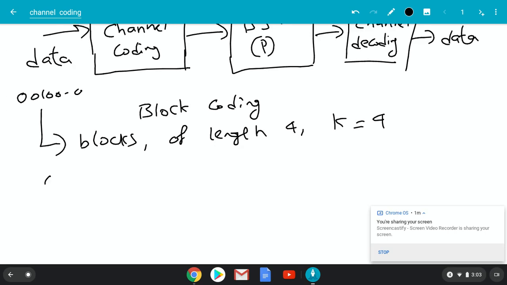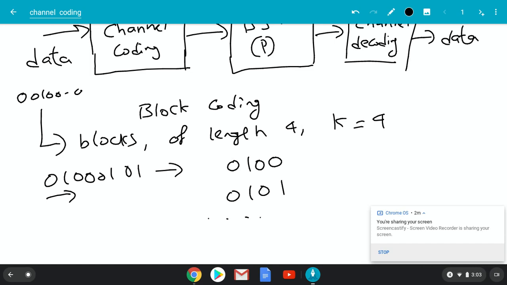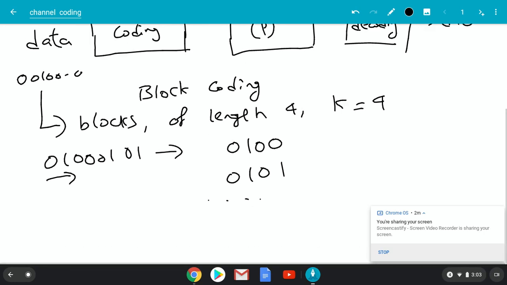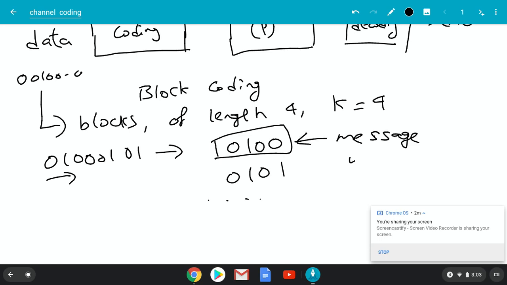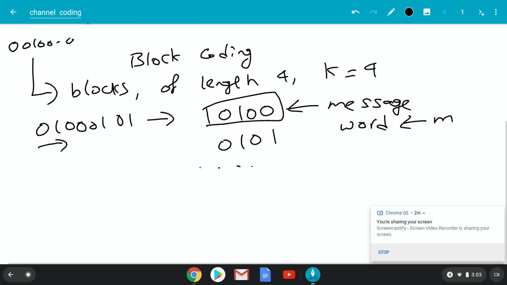So let's say you have your sequence of data 0 1 0 0 1 0 1, something like that. Then you're going to chop this up, starting from here, 0 1 0 0, and then 0 1 0, and let's say this was 1 1, and so on. So basically you're taking a stream of data bits and dividing them into blocks, in this case of length 4. Each block is a message word, and we denote this with m. So this is like m1, m2, m3, and so on. So we have a sequence of blocks now instead of a sequence of bits.